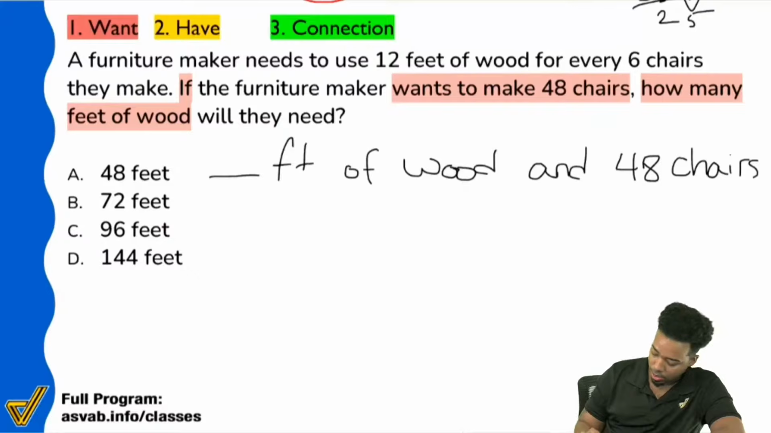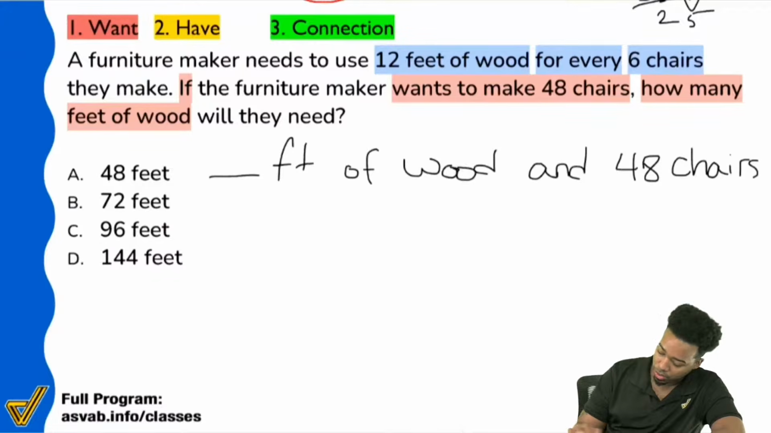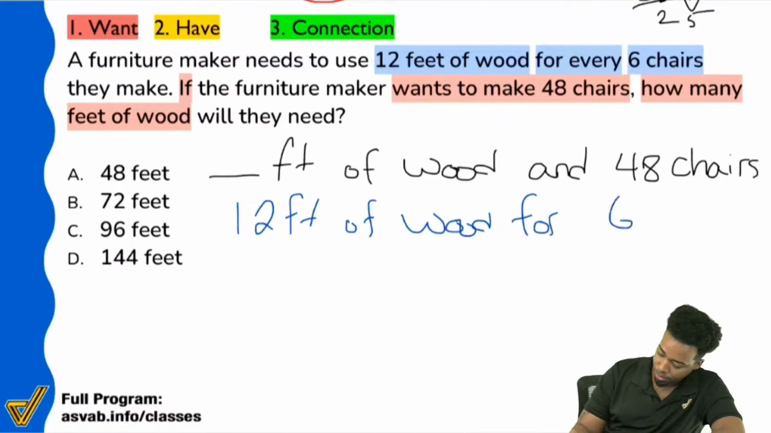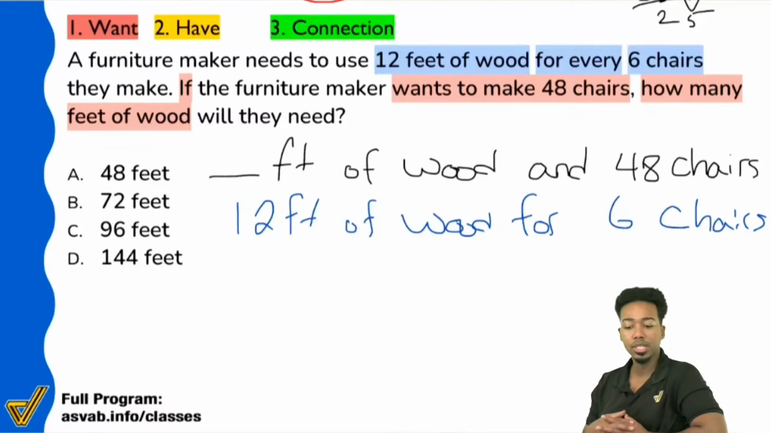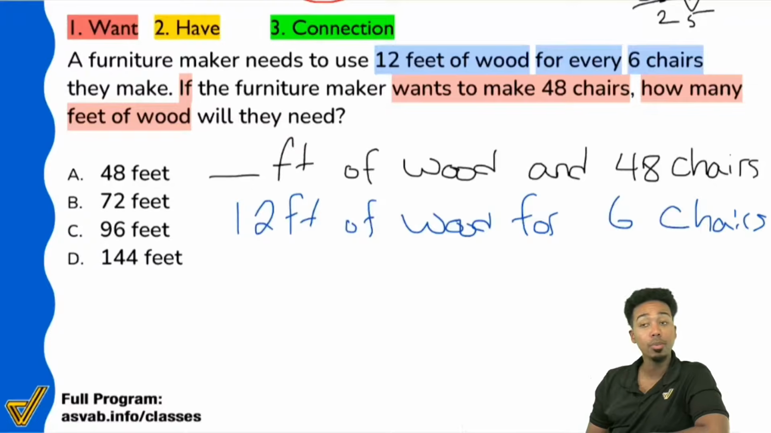So if we look at the other information given in the problem, it says the furniture maker needs to use 12 feet of wood for every 6 chairs. So right there, 12 feet of wood for every 6 chairs. Everyone, do we even need to set up a proportion to solve this problem, or could we just compare in the same way? Which way could we go?